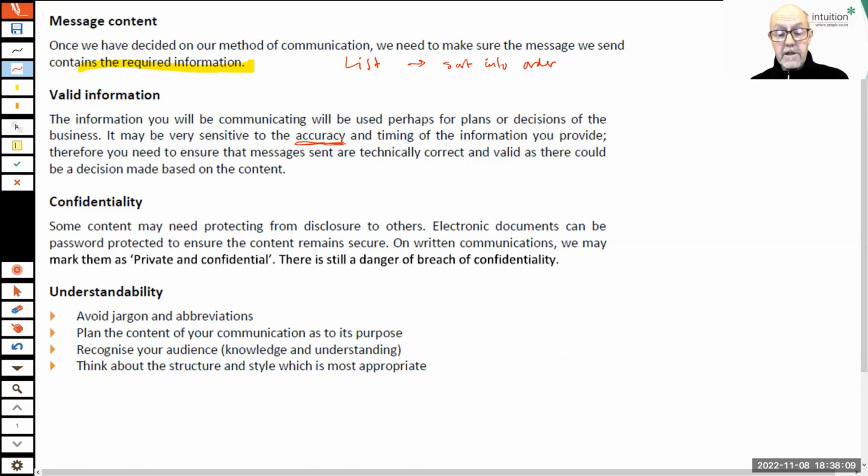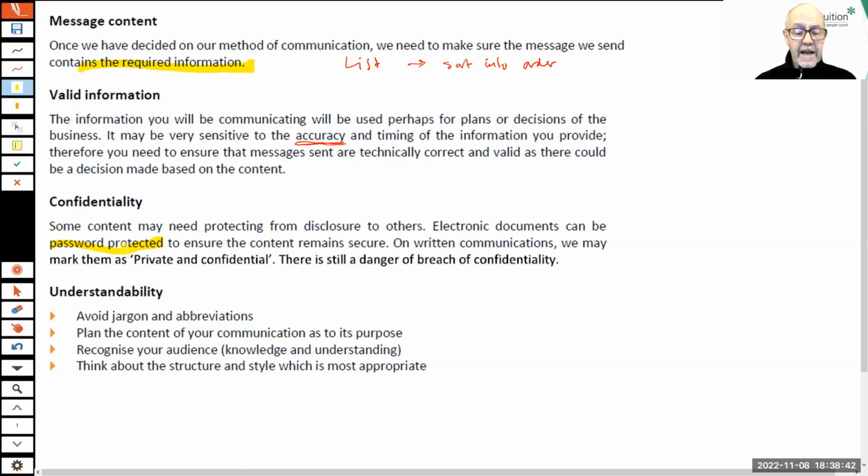Confidentiality, protecting from disclosure to others. We can use passwords. Written communications, we may well mark them as private, confidential. The problem is, that's all well and good as long as the person who receives the envelope actually notices that you've put that. And I've heard plenty of people say, oh, I didn't notice that, I didn't see that, sorry. Or they may choose to steam the envelope open and stick it back together again.